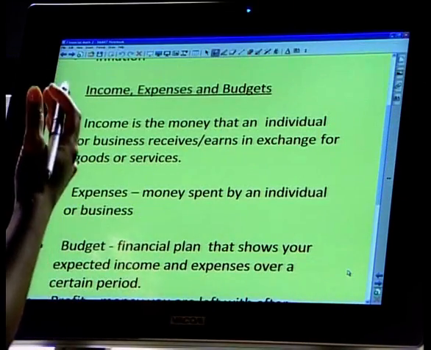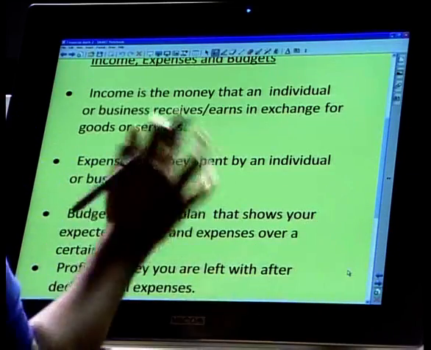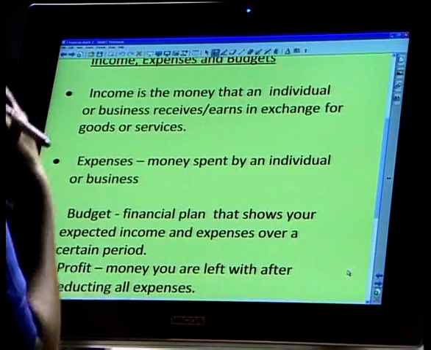Income is basically the money that any individual or any business receives for the goods or the services that they offer. So for example, if you go and work in a shop for a weekend, the money that you get in is your income. Expenses is any money that is spent by an individual or by a business, or it's basically any cost that you have to pay for.